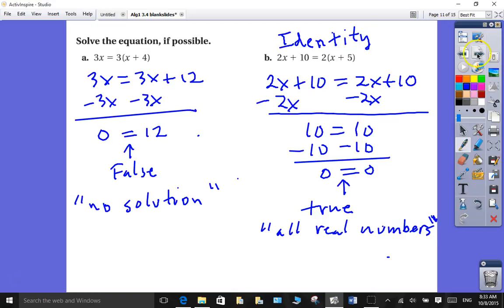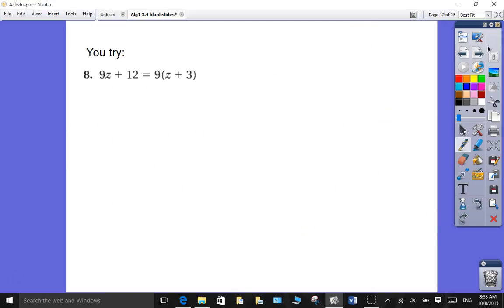So you're going to try that. No solution. Because why? What did you get when you had 12 equals 27, and that's a false statement, right? And it doesn't depend on x because there's no x, right?